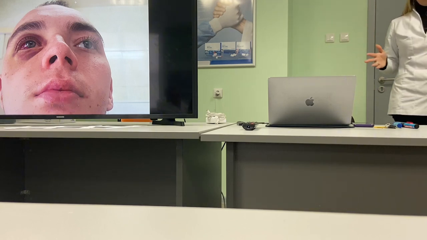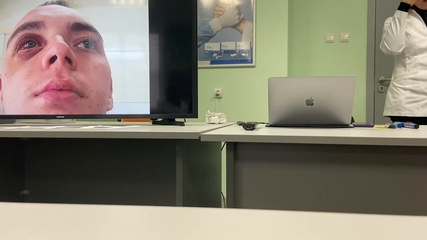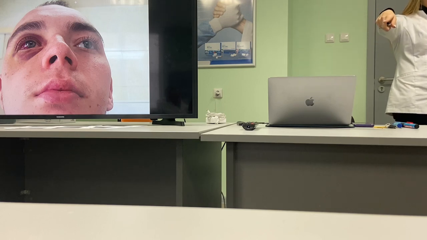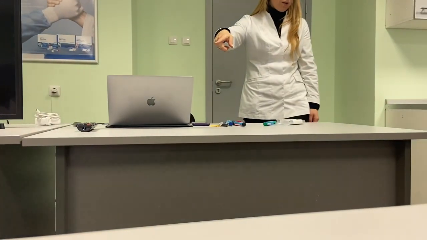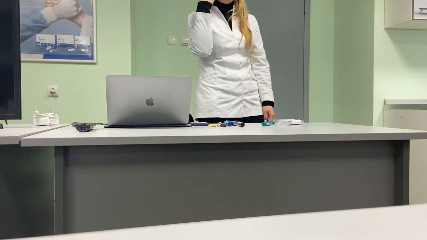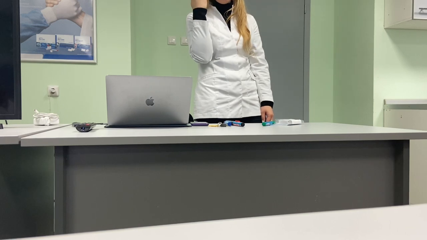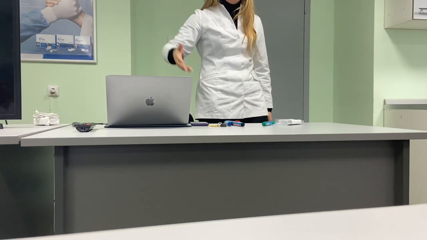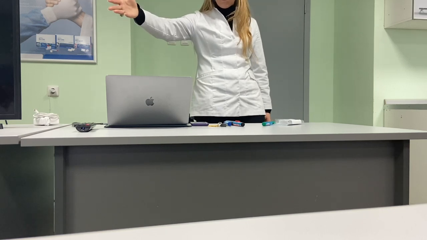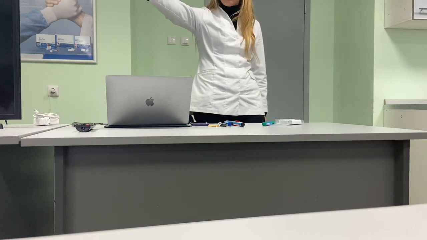Complaints of the patient: I cannot move the eye. Usually this patient goes to the ophthalmologist, not to the maxillofacial surgeon. Then, loss of sensitivity in the infraorbital area, of course, you understand it. And the pain, because of the hematoma. Can you see the eye?